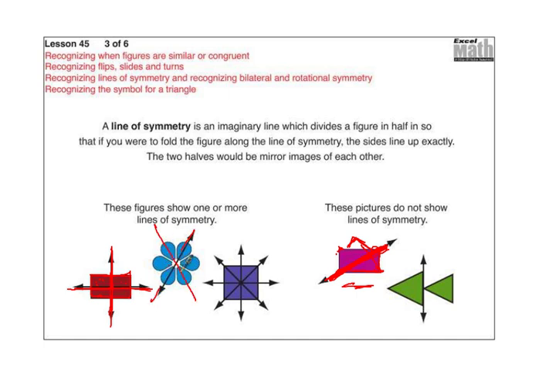There's many lines of symmetry in here going through the middle of the petals. We can even fold it between the petals right here. These three petals line up with these three petals. That shape has many, many lines of symmetry.